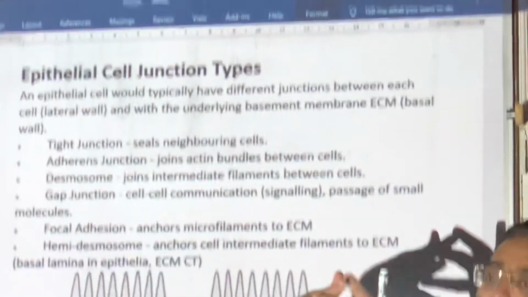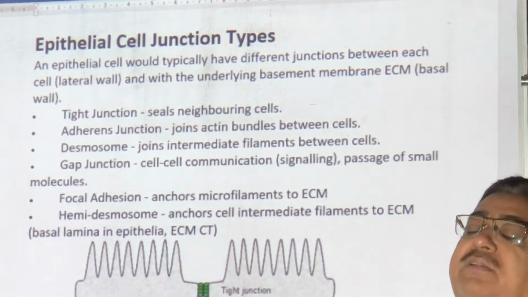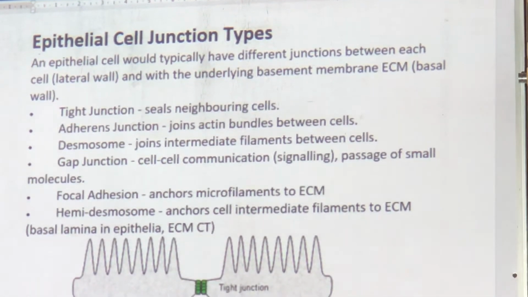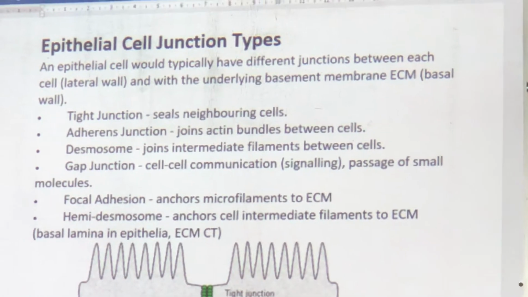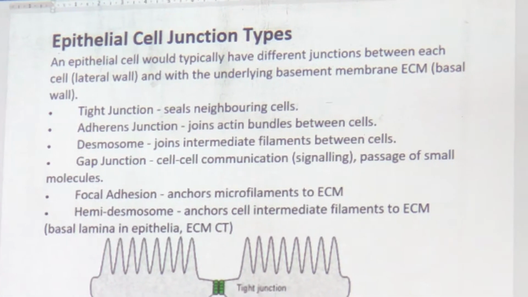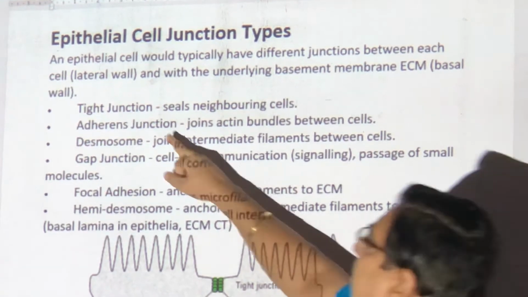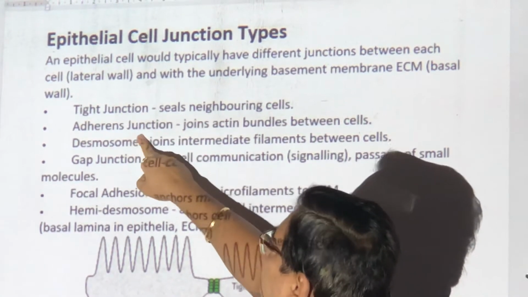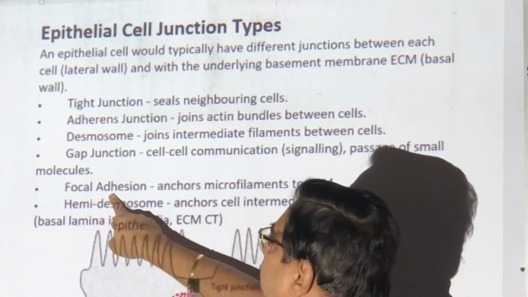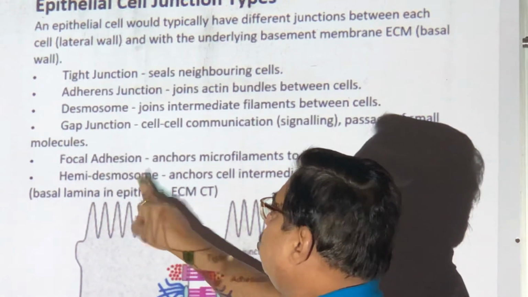Epithelium and epithelium are joined by junctions. How do they communicate? The blood is down in the connective tissue. Except sensory, others don't have nerve supply. How does one cell tell another what to do? There are tight junctions, adherens junctions, desmosomes, gap junctions, focal adhesions and hemidesmosomes.